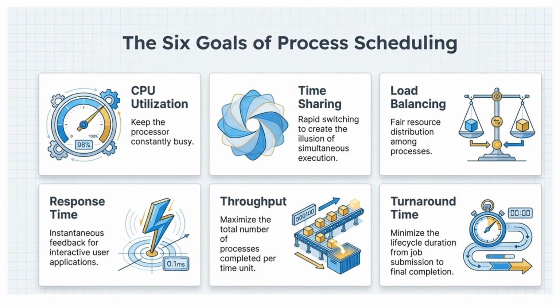Scheduling also aims to reduce response time, allowing applications to react quickly to user actions. It increases throughput, meaning more processes are completed within a given period. Finally, it minimizes turnaround time, which is the total time required for a process to complete after it is submitted. Together, these goals make the computer fast, responsive, and efficient.